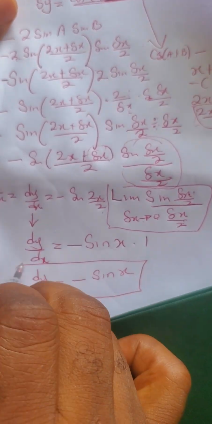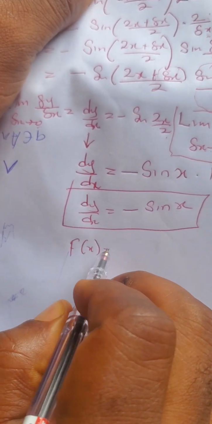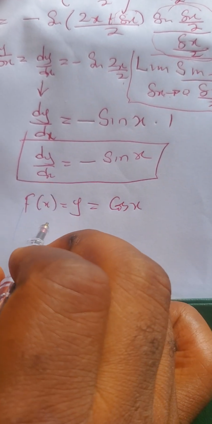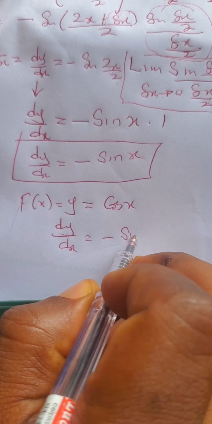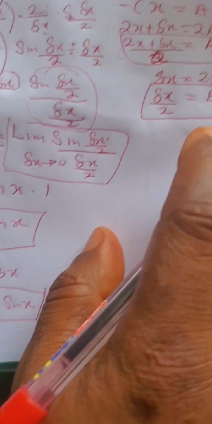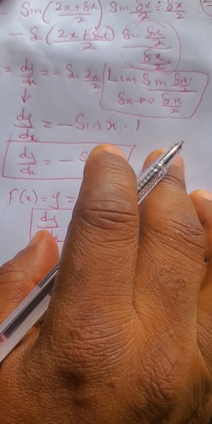This is the proof. So anytime you are having a function, let's say f of x, which is y, which is given as cos x, we say dy dx is equal to minus sine x. You can use a similar procedure to get the expression for dy dx of sine x if given.